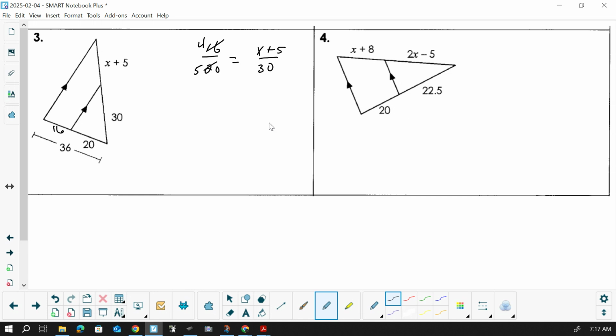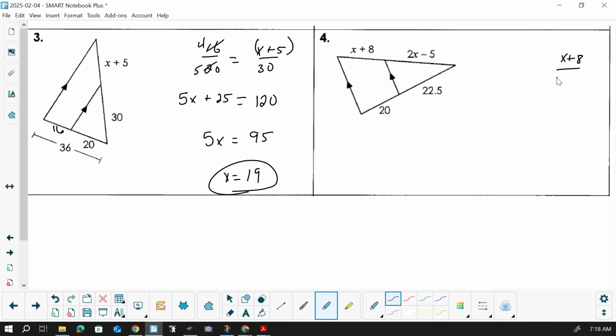4 times 30 is, let's see here, what's that going to be, 120? X plus 5 times 5 would be 5x plus 25. And then we'll subtract 25 from both sides, give me 5x equals 120 minus 25 is 95. And divide both sides by 5, and we get x equals 19. And that's number 3.